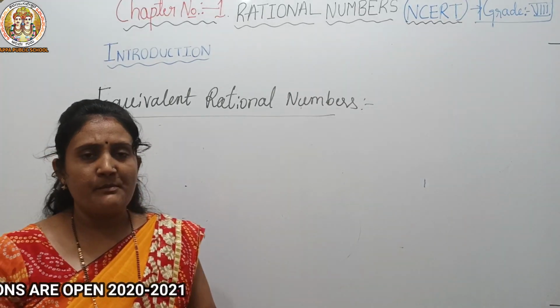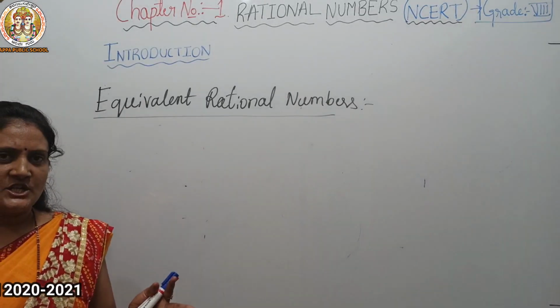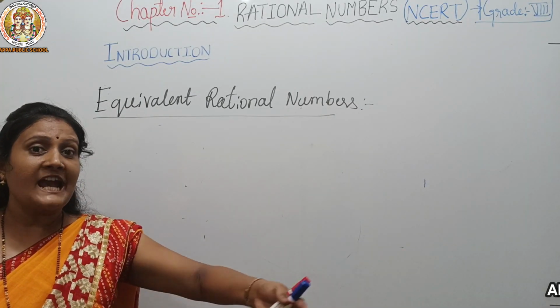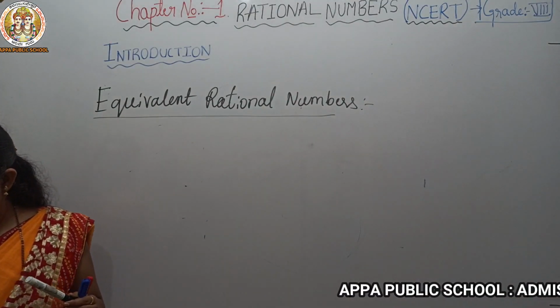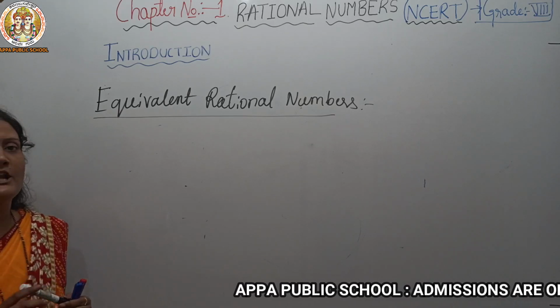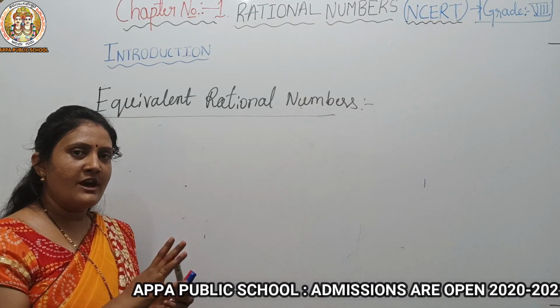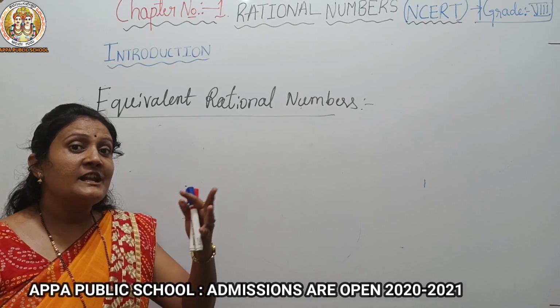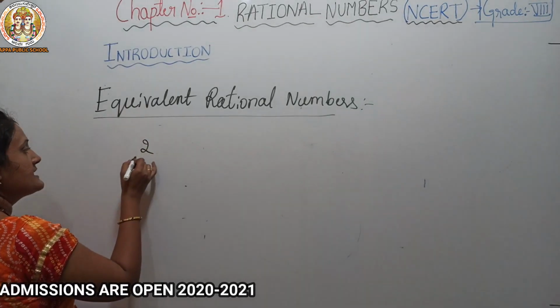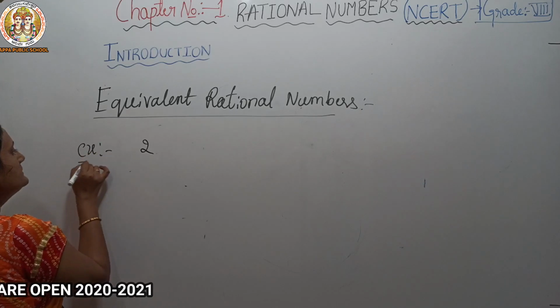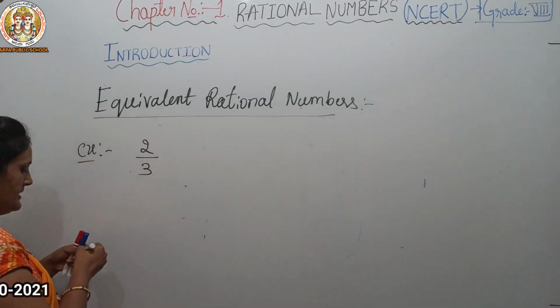See, we can have different types of rational numbers. Equivalent rational numbers are rational numbers that have the same value but are represented in a different form. How? See, I am telling you an example: 2 by 3.